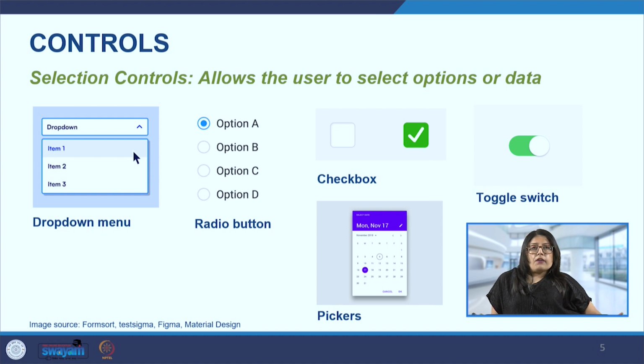And finally we have the picker, like we can see here, generally for picking a date. When somebody has to select their date of birth or their travel date, in those cases we pick the month, year, and the date from this particular picker.